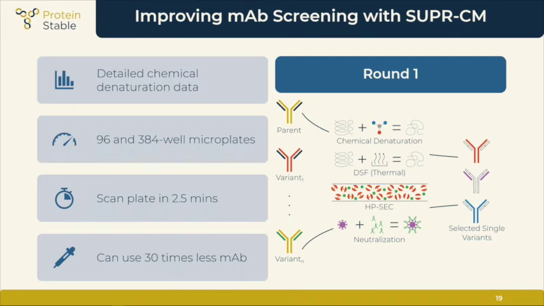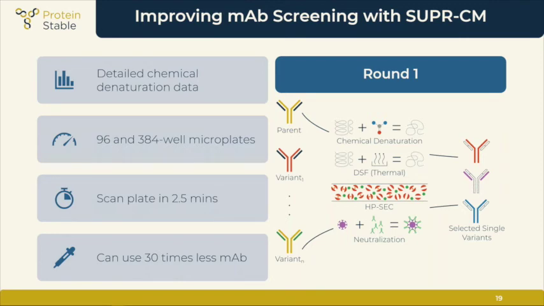We've been able to show the SUPR-CM can acquire chemical denaturation data of a high quality and with high detail, so you can really dig into the minutiae of the antibody stability and ensure you're making the best decisions about which constructs to move forward with. We can work with a 96 and 384 well microplate, which can help improve and increase your throughput capabilities. And it's also a convenient platform that helps reduce costs as well.